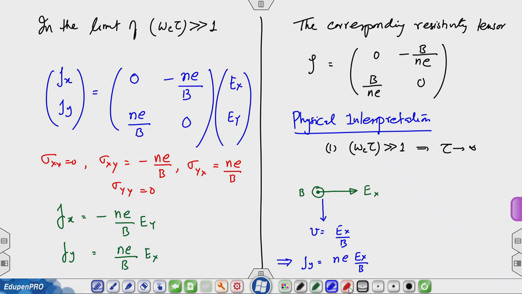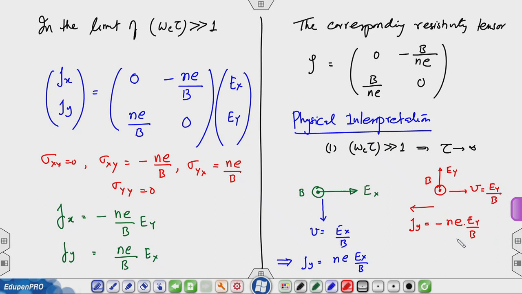Similarly, if I have an Ey and the field coming out, the electron would drift in this direction with v equals Ey over B, which will give you a current in the negative direction, jx equals minus n e Ey over B. That is what it is.